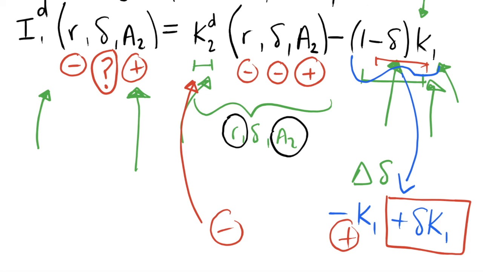So we are going to just note down that investment demand in period 1 depends positively on the productivity parameter A2. Increase A2, we're going to increase our investment demand. And we will look at that further in the next video when we look at temporary and permanent shocks on investment demand.